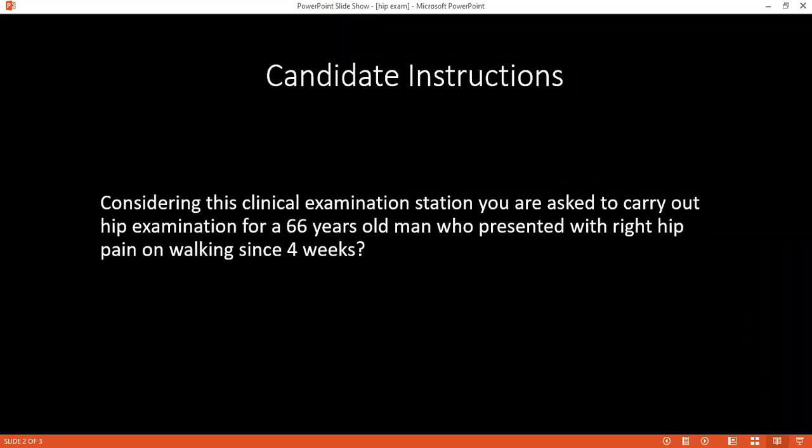Right, so if you have read and understood the question, considering a clinical examination patient, kindly begin. I will enter the room, wash my hands, and greet the patient. Hello, I'm Dr. Muhammad, I'm the surgical doctor. Today I have been asked to examine your hip joint. Are you okay with that?